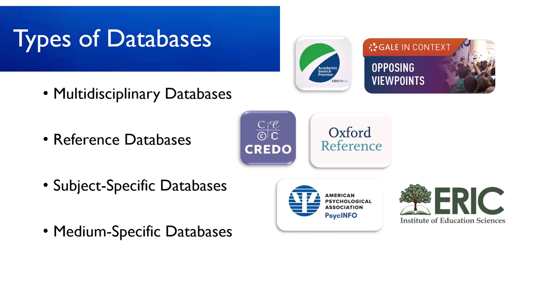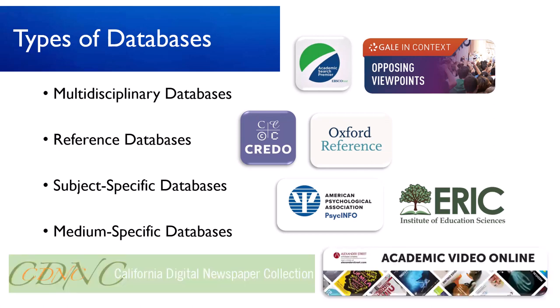Medium-specific databases contain specific types of materials, and this can be either multidisciplinary or subject-specific. For example, these databases can only contain newspapers, or only primary sources, or only multimedia materials. For example, the California Digital Newspaper Collection only contains newspapers. The Academic Video Online database only contains videos.